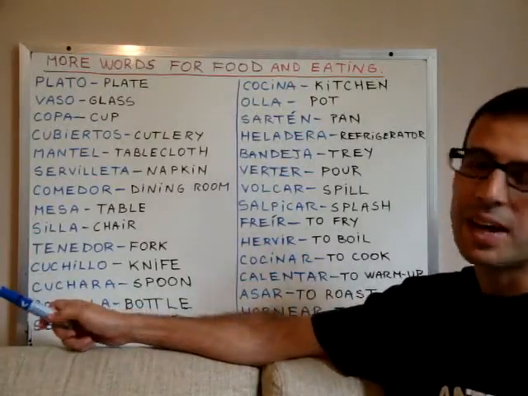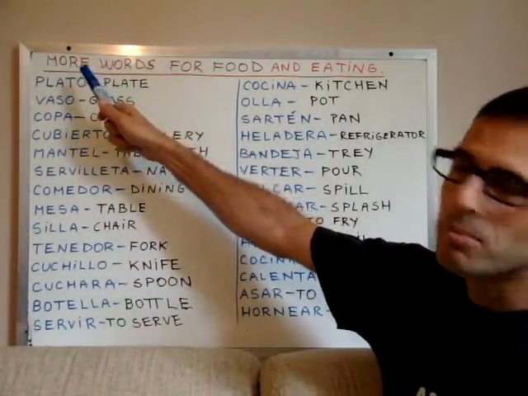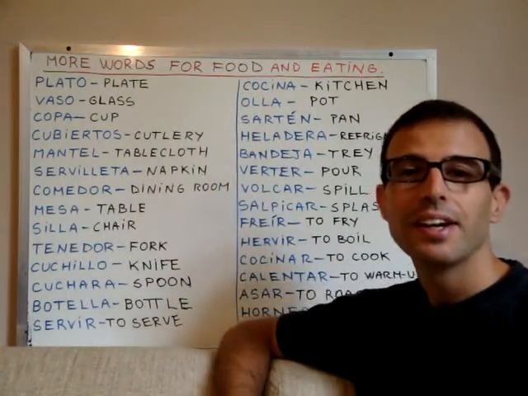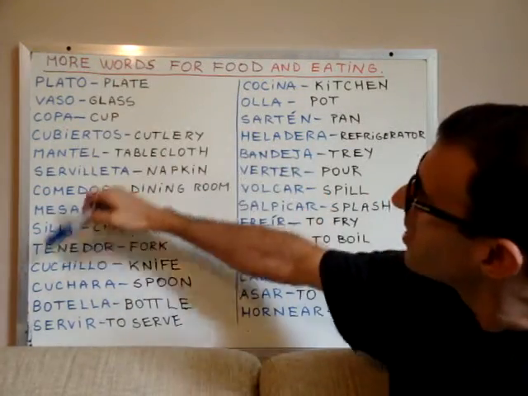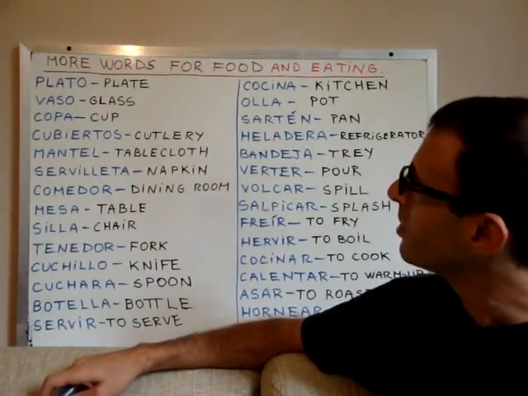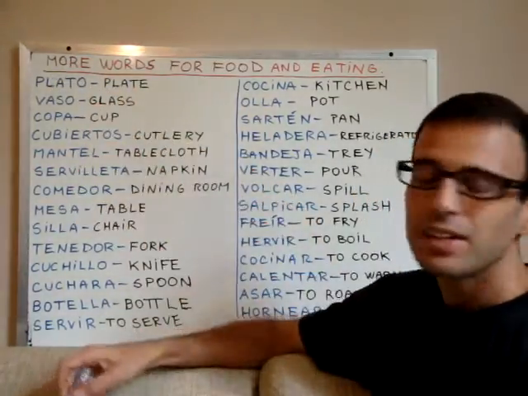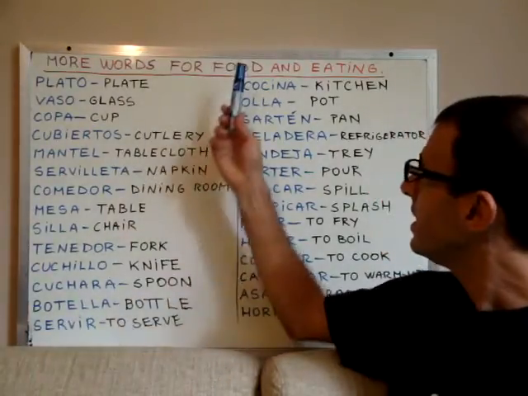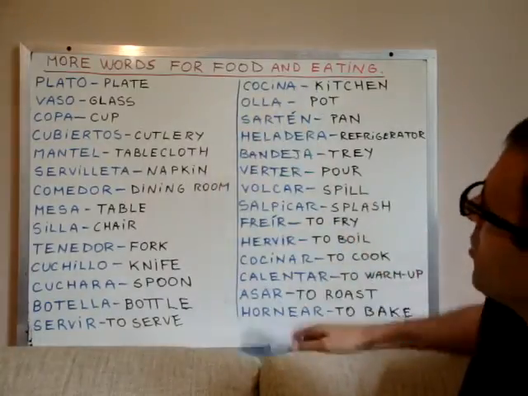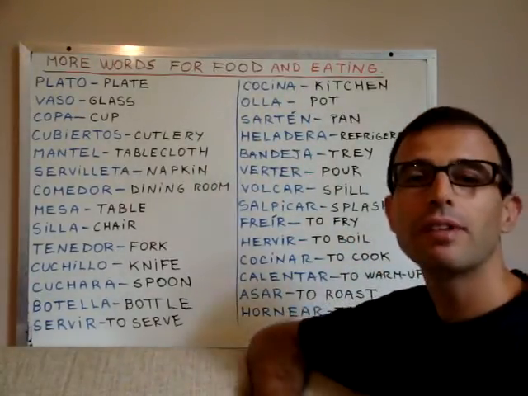This lesson I wanted to show you some more words for food and eating. But when I started writing the list, I actually kept on writing lists of eating objects and articles, and I didn't write any for foods, right? So we leave that for another moment.